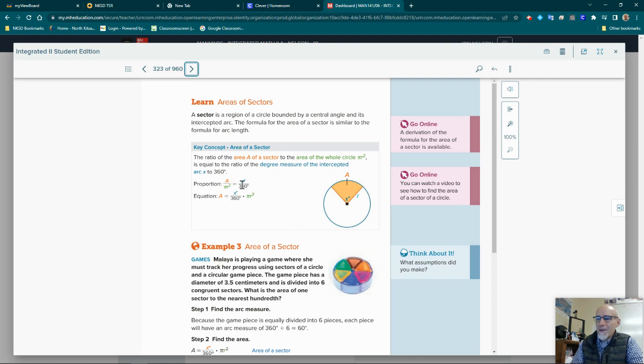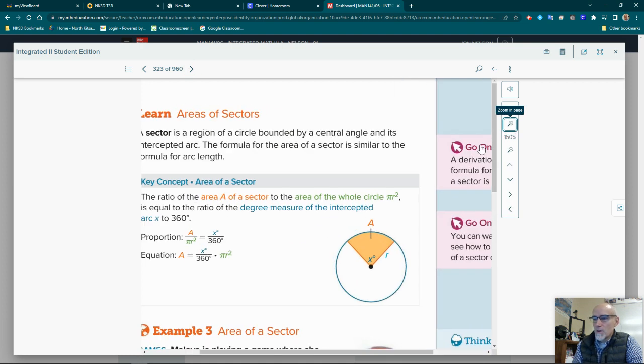Sometimes when you're reading a textbook, it's kind of hard to read and a little confusing. It says the ratio of the area of the sector to the circle is the same as the ratio of the central angle to 360 degrees. Let me zoom in on that. Let me say it again. The ratio of the sector to the whole area is equal to the central angle to 360 degrees. Then they multiply both sides by pi r squared to get pi r squared over here and the area of the sector that we care about by itself.